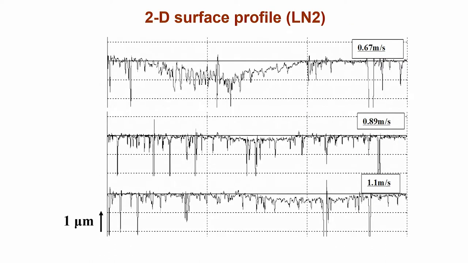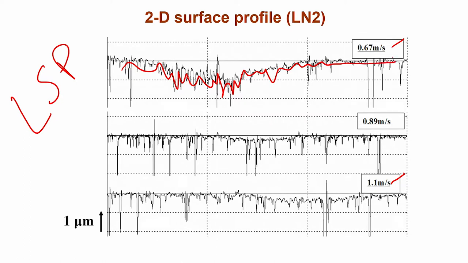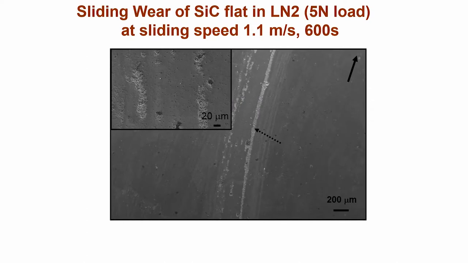Now, these are the typical 2D surface profiles that we have measured in the laser surface profilometer, LSP. You have sliding speeds from 0.67 meter per second to 1.1 meter per second, and you can see very clear sharp peaks and valleys in the 2D surface profile. What it means is that these are signatures of differential wear. This 2D surface profile is not very smooth and it shows multiple surface groups of different heights and also different shapes. So, essentially these are signatures of the differential wear behavior.